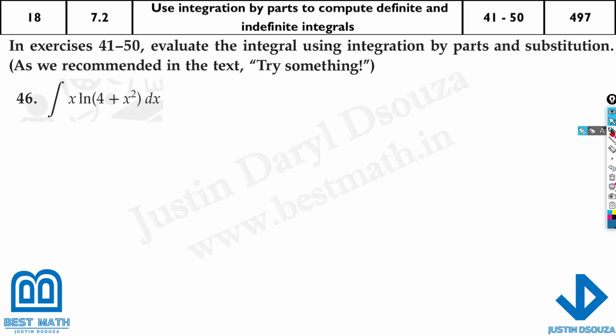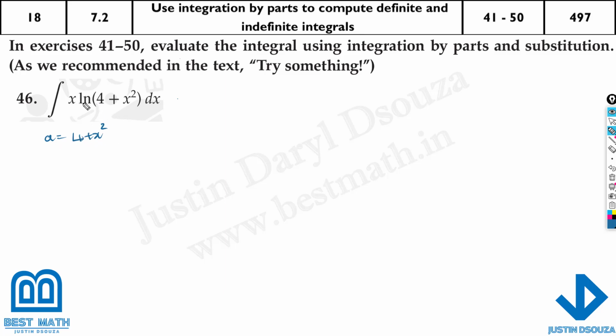The next one is similar to what we had done just now. You can try solving these problems by yourselves, but I will solve it anyway. You can pause the video now, solve it, and then continue watching to check your answers. Here again, first let us assume a to be 4 plus x squared. Now I'm not going to take ln of 4 plus x squared.